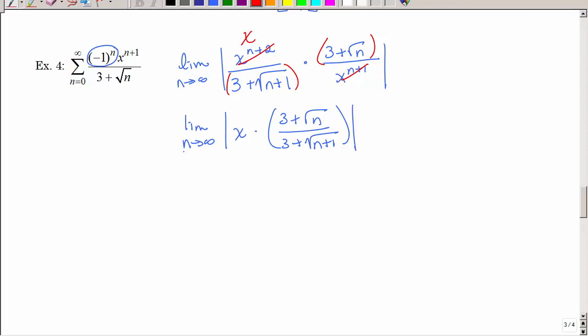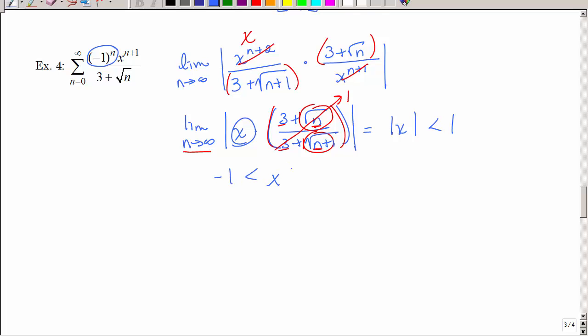Okay, so again, we're looking at the limit as n approaches infinity. What's going to happen as n grows really large? That 3 is going to become inconsequential, and since you have the same degree divided by the same degree with the leading coefficient of 1, that limit is going to be 1. So again, we have the absolute value of x, that's what's left, and it will converge if that absolute value of x is less than 1.